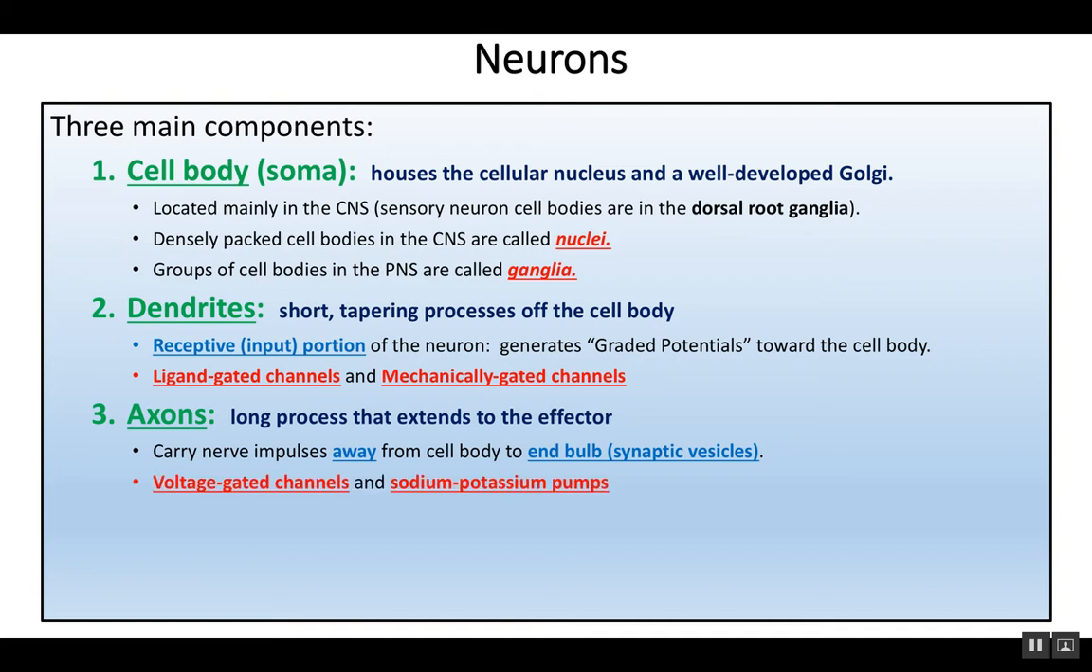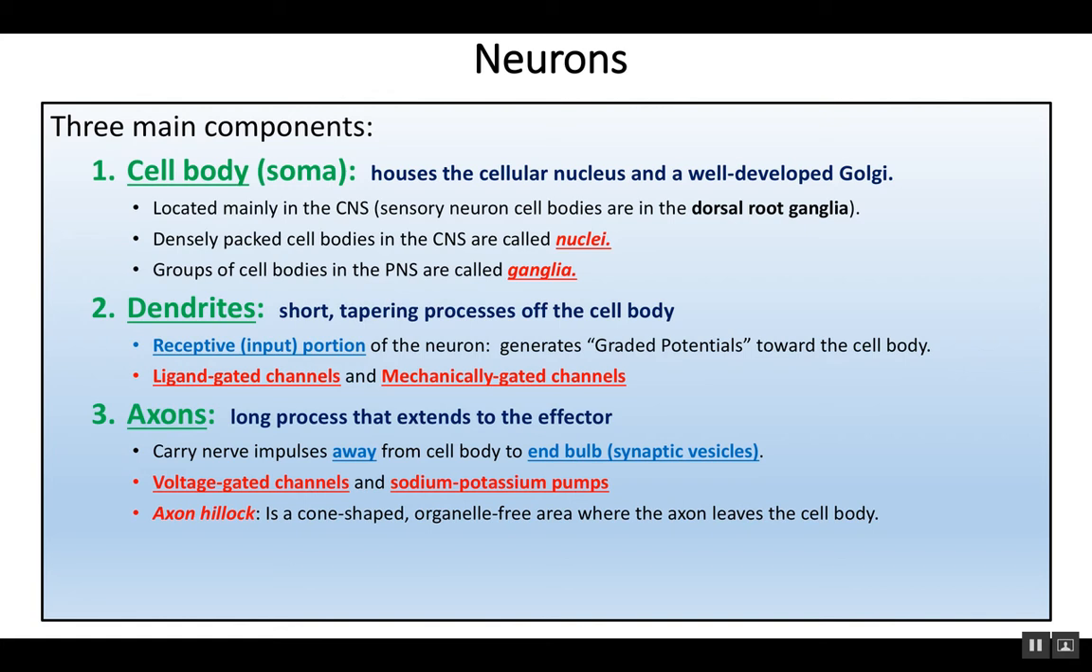Along the axon, there are channels that are going to be extremely important for us to understand how an action potential works. Those channels are voltage-gated channels. So what opens these channels is a change in the voltage along the axon. There are also a lot of sodium-potassium pumps, which we're going to learn their role is to maintain proper amounts of sodium and potassium either on the inside or on the outside of the cell. Specifically, these sodium-potassium pumps move sodium outside of the cell and move potassium inside of the cell.